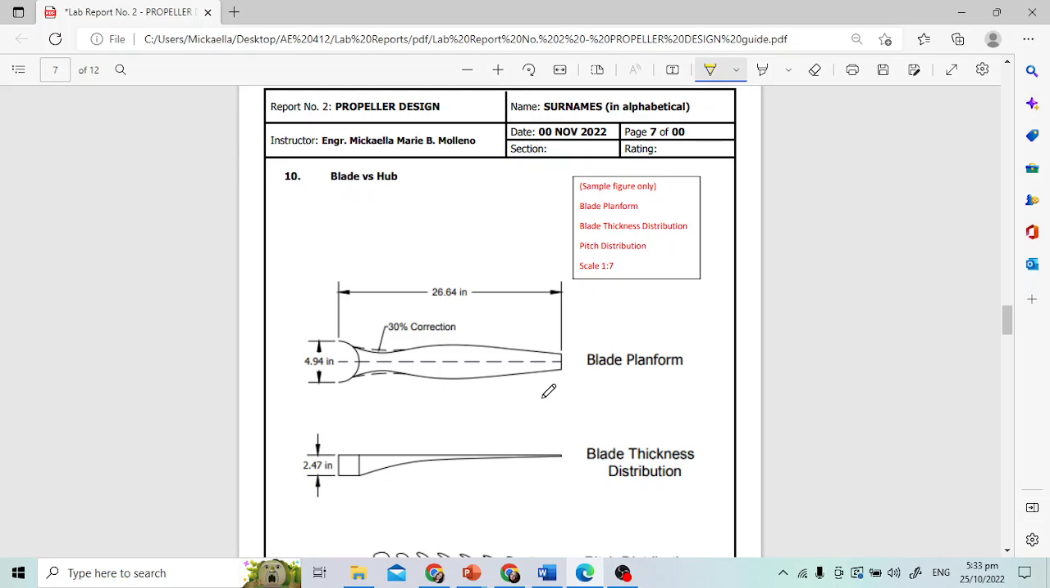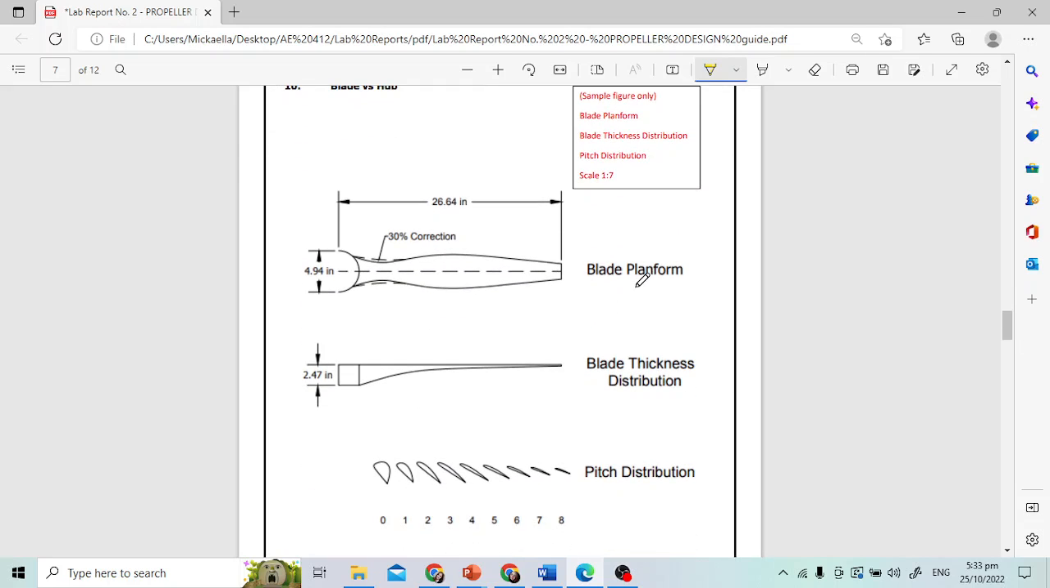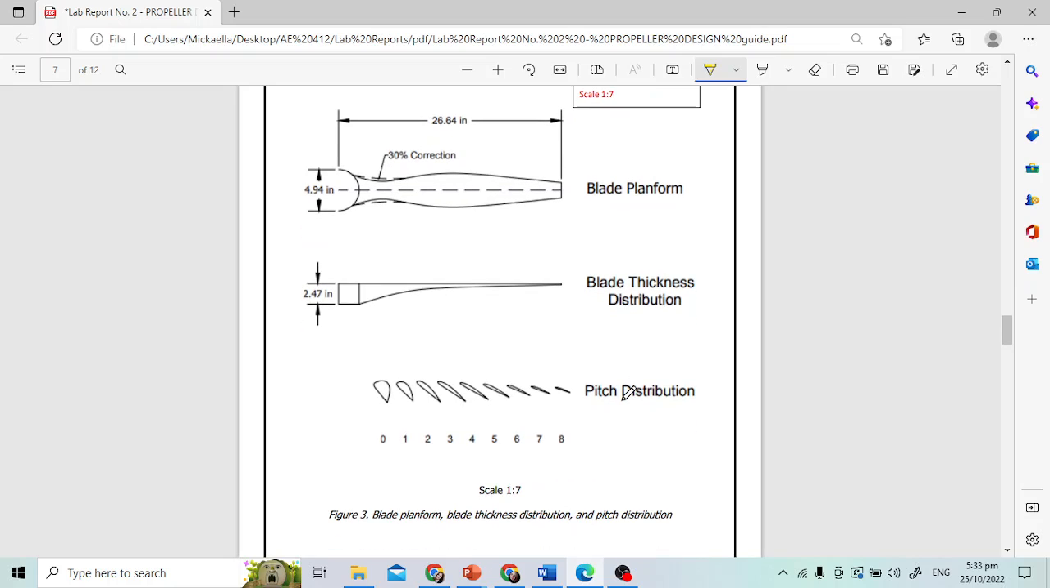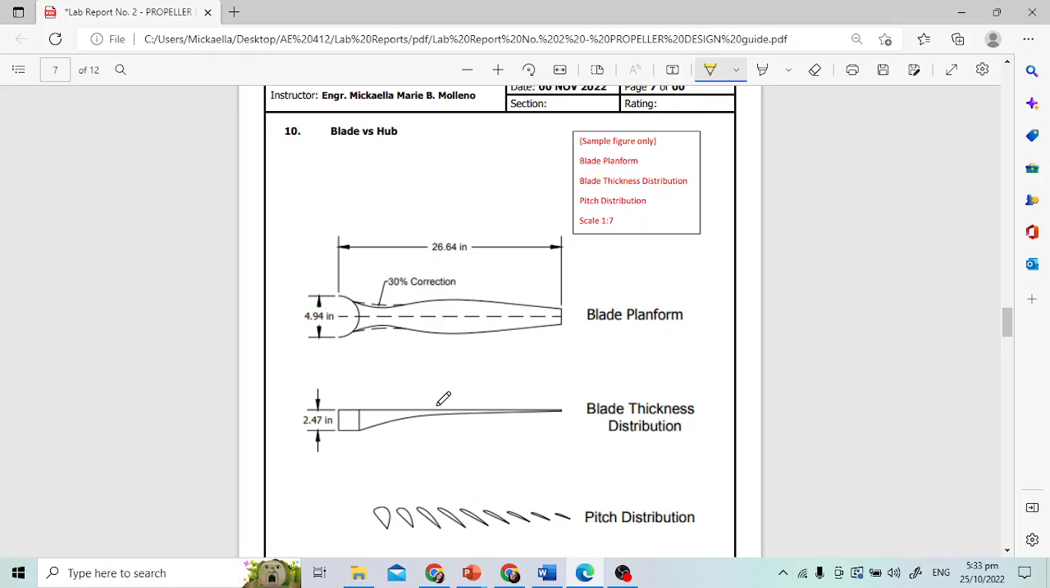Pretty much makikita ko lang, sample figure lang to indicated naman dyan. Makikita ko lang is blade plan form with 30% correction at the shank. Tapos, your blade thickness distribution, your pitch distribution, pretty much sa drawing lang to. Okay? I would like to see, syempre, nagkakaroon na ng build yung ating propeller. Nagkakaroon na siya ng shape. Dahil dun sa mga sinusolve natin.